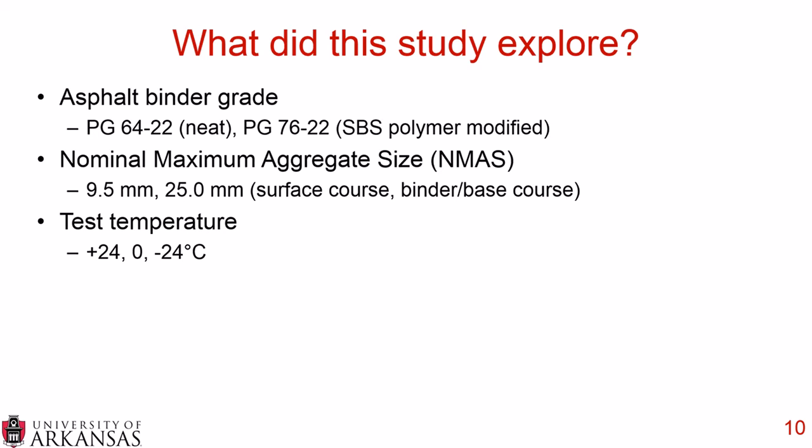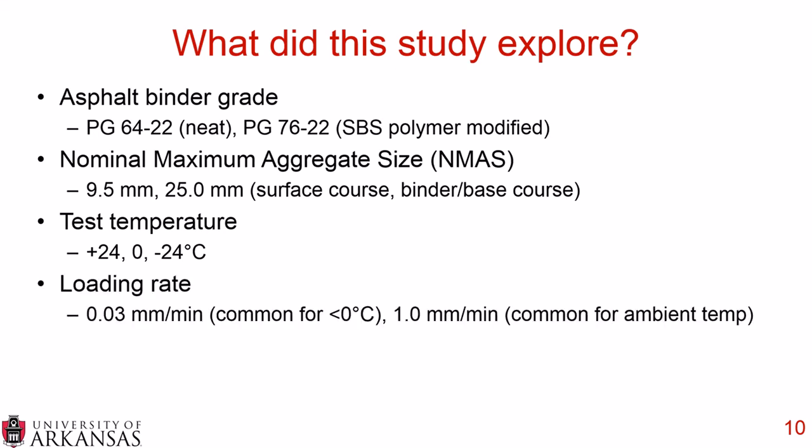He looked at three testing temperatures. He looked at 24 degrees Celsius, 0 degrees Celsius, and negative 24 degrees Celsius. So these are very common temperatures that fracture tests are run at. And then he looked at two different loading rates. 0.03 millimeters per minute and 1.0 millimeters per minute. And the loading rate of 0.03 millimeters per minute is very common for tests run below freezing or below 0 degrees Celsius. And then the 1.0 millimeters per minute is common for the fracture test run at ambient temperatures.